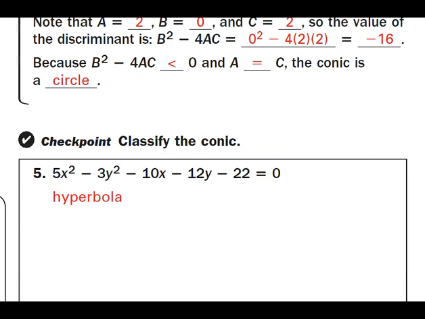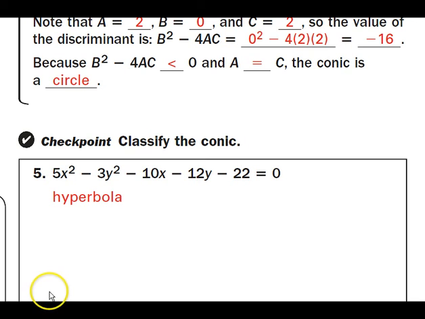And in this example, they said the conic is a hyperbola. Well, I know you're wondering, how did they get that? Well, let's take a look. Here is the equation. A is 5. B, again, is still 0 because there's no xy term. C is 3. So then when I go ahead and calculate B squared minus 4AC, I'm going to get 0 minus 4 times 5 times negative 3. So 0 minus a negative 60 is a positive 60.